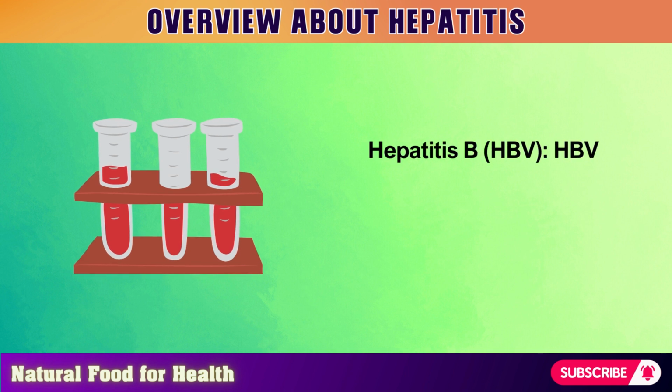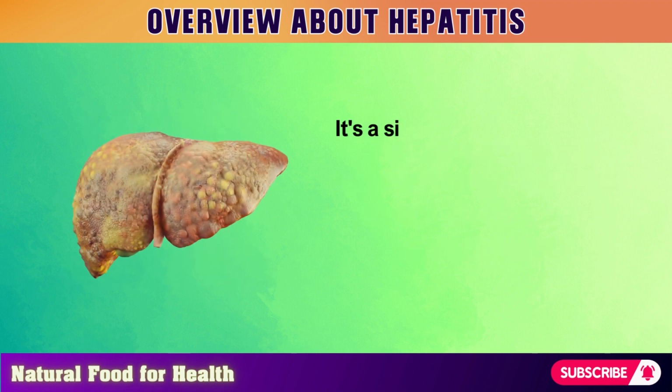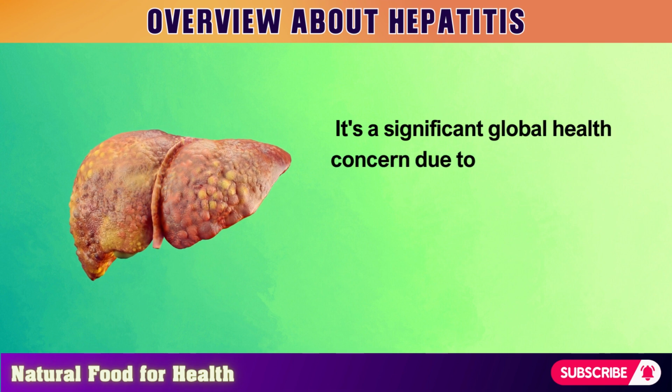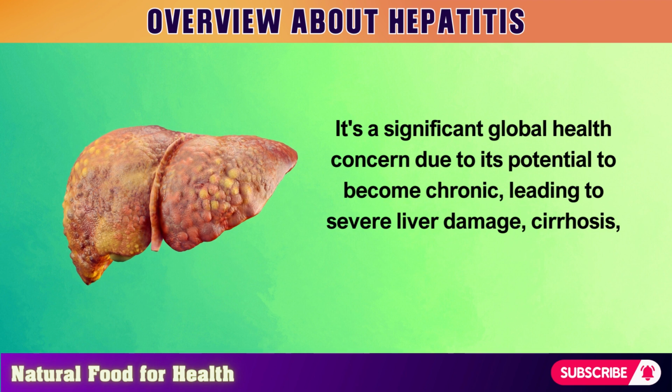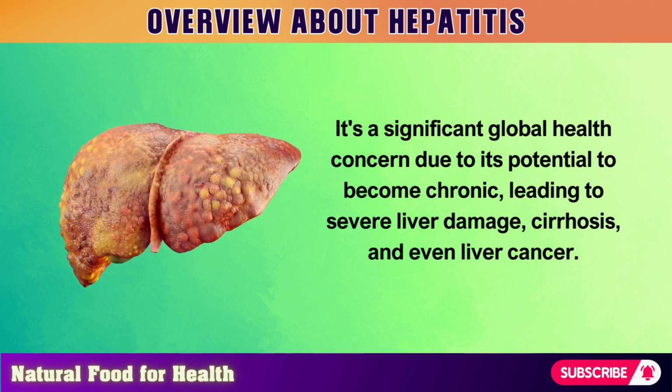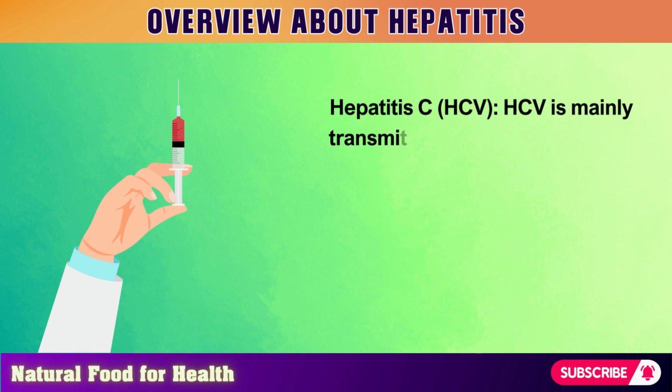Hepatitis B, HBV. HBV spreads through contact with infected blood, semen, or other bodily fluids. It's a significant global health concern due to its potential to become chronic, leading to severe liver damage, cirrhosis, and even liver cancer.